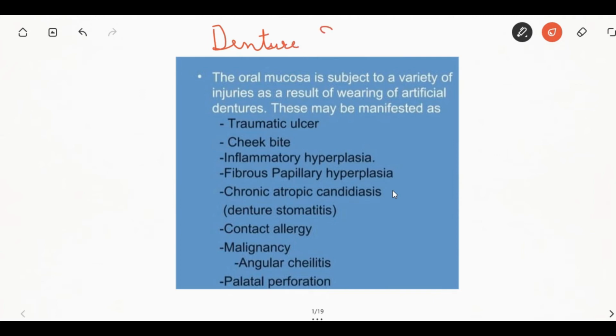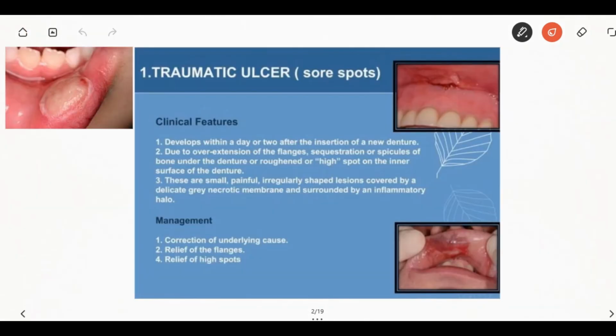As we all know, the oral mucosa is subjected to various kinds of injuries as a result of wearing artificial dentures. These injuries may be, number 1, traumatic injuries, generalized inflammation, inflammatory hyperplasia, papillary hyperplasia of the palate or denture base, or allergy. So let us discuss them one by one.